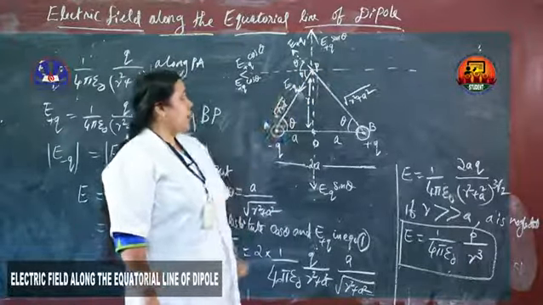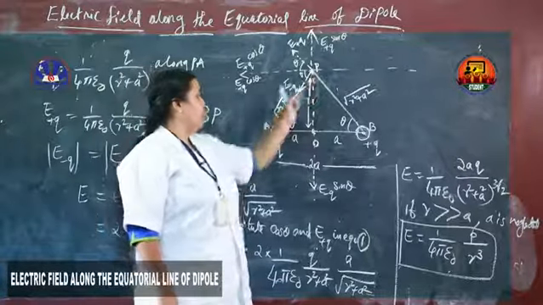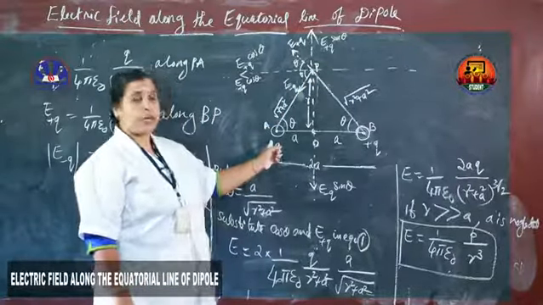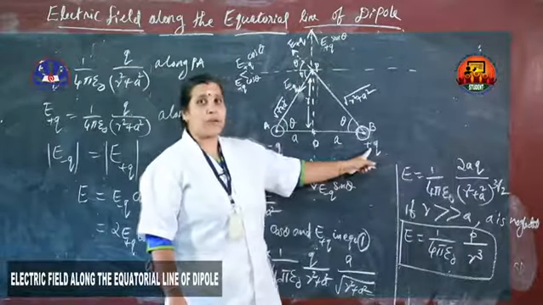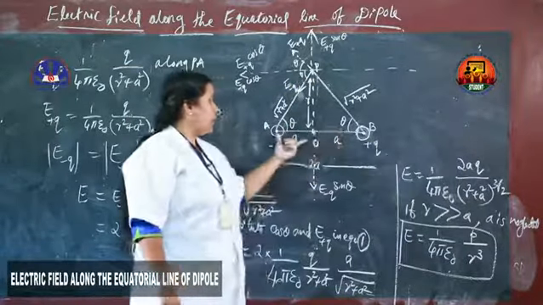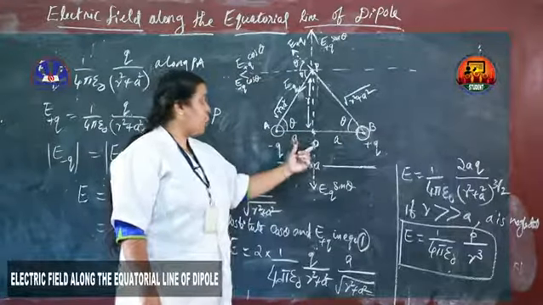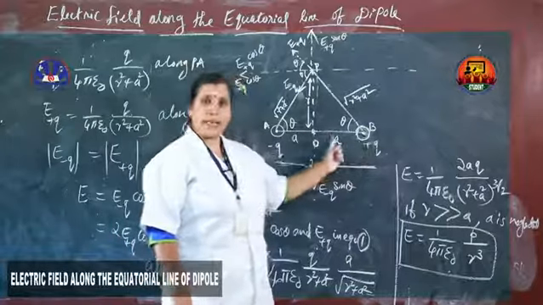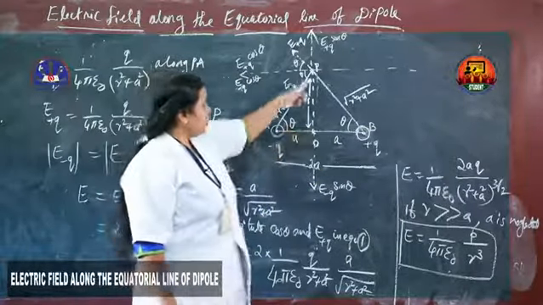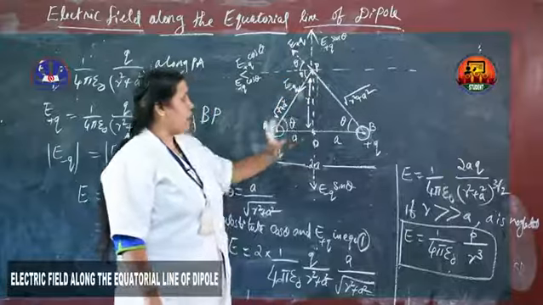Now, same as before, you have to calculate the distance between P and the negative charge, as well as the distance between P and the positive charge. We know that the center of the dipole is O, so the distance OA becomes a and the distance OB becomes a. Also, we know that the distance OP is r.